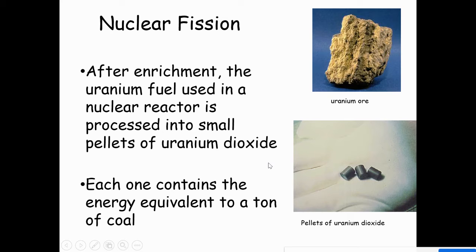All right, so after enrichment, the uranium fuel is going to be used in the nuclear reactor, and they end up making it into very small uranium dioxide pellets. Okay, so it looks like this. This is what uranium ore looks like. And in that enrichment process, if you go back and look at that website, it will show you that once this is all broken down, it's like a yellow powder, a yellow dust. All right, so each one of these pellets is going to be equivalent to a ton of coal. So that's an enormous amount of energy sitting in one of those pellets.